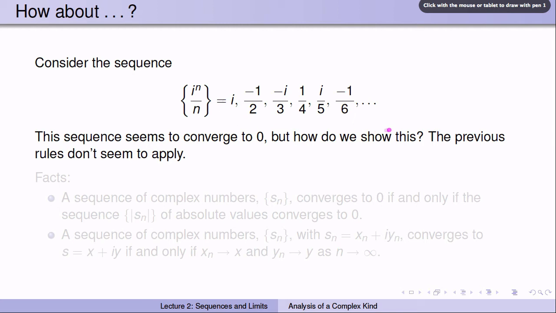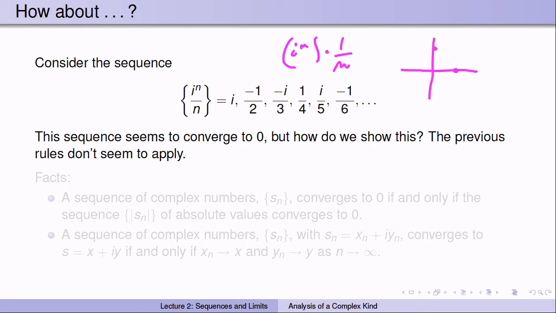So we would like to apply our facts, but i to the power n times the sequence 1 over n. The sequence 1 over n we know goes to 0, but the sequence i to the power n just hops around: 1, i, minus 1, minus i, 1, i, minus 1, minus i. It never approaches just one point. It is always in different places. That sequence does not converge. Even though it is bounded, it never stays within a little disk of just one point, because you just keep going and it will be outside of that disk again.